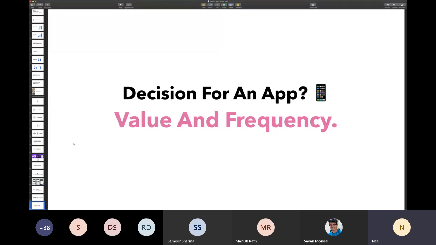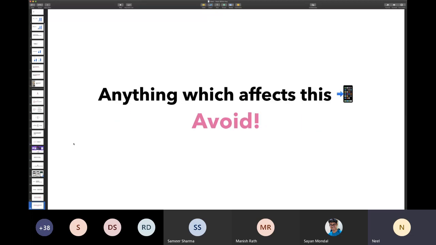For the likes of Instagram, which you open almost every day, multiple times a day, to spend short bursts of time where you feel like you're free and just to engage with people you know. So that's an app where the making is the frequency. It might not give you as much value, but you use it frequently. So these two factors determine what apps we usually keep on our phone, and especially phones with limited storage space. Anything which affects these, people tend to avoid.